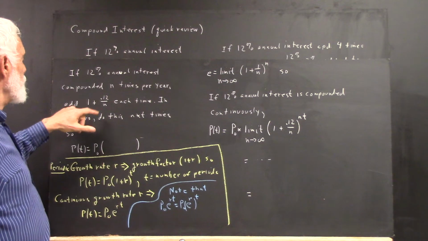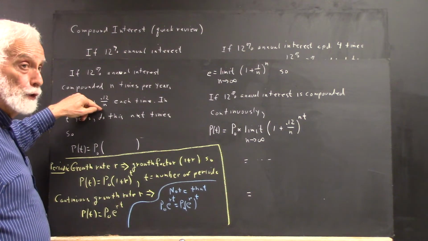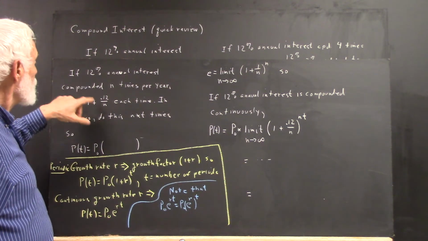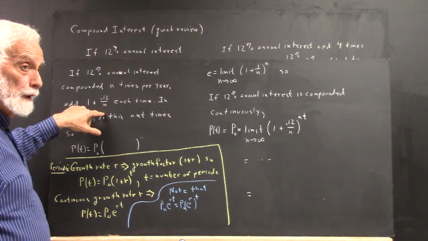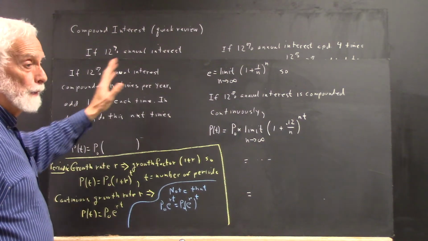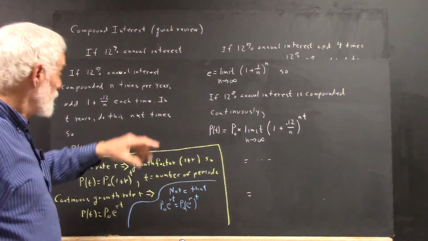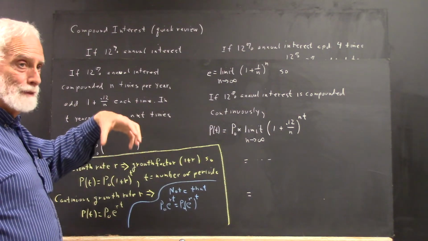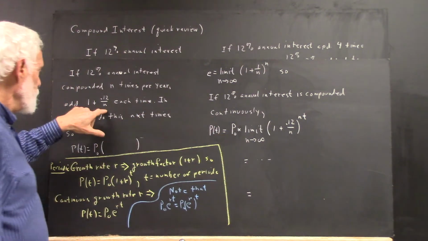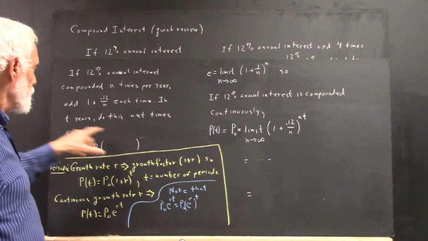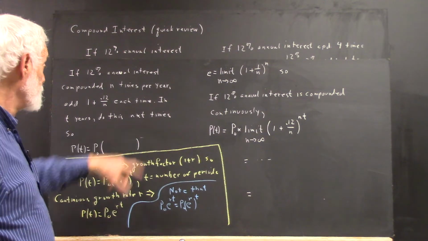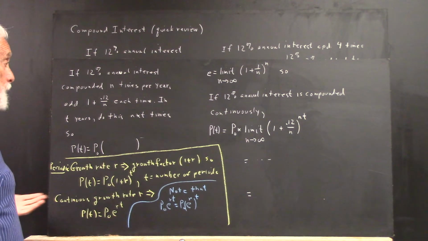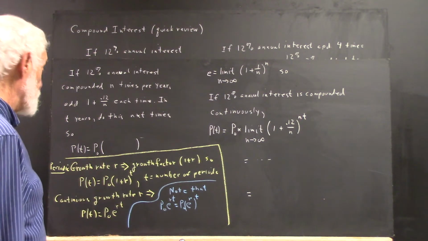You're going to get 0.12 over n each time, okay? And you're going to multiply by 1 plus the 0.12 over n. Again, the 0.12 over n multiplied by your principal is how much you add. The 1 multiplied by your principal is your principal, which you're adding to, okay? You're going to do this each time. So in t years, you're going to do this n times t times. So what's your P of t? See if you can fill it in. It's going to be an expression very similar to the ones we've already seen.